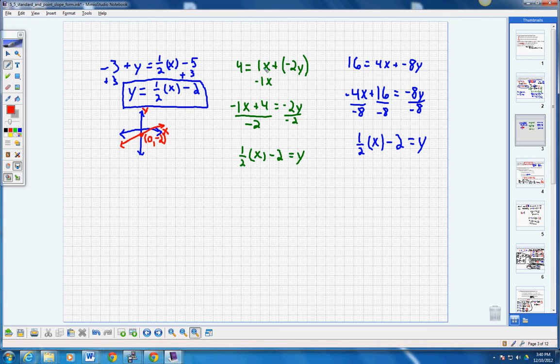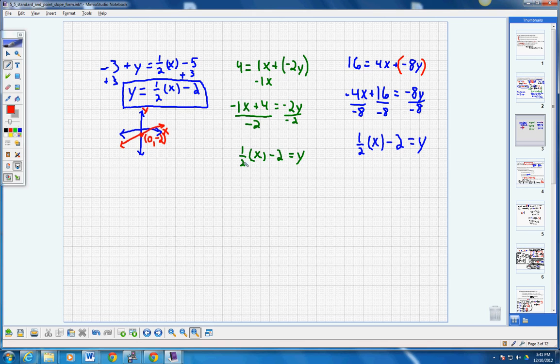If I start with 4 equals 1x plus negative 2y and solve for y, you can see that I will get the same equation, y equals 1/2 x minus 2. If I start with 16 equals 4x plus negative 8y, the proof is in the work. You can check my work. It will check out. I do promise you that. Divide by negative 8 on each side. 1/2 x minus 2 set equal to y. So it's very important that we understand that even though it might look different, all 3 of those were the same linear equation. They just look a little different.